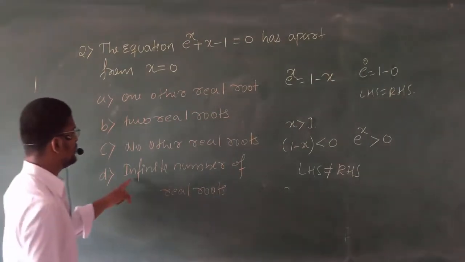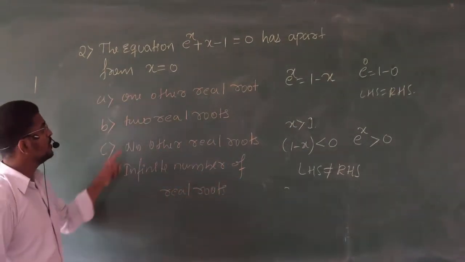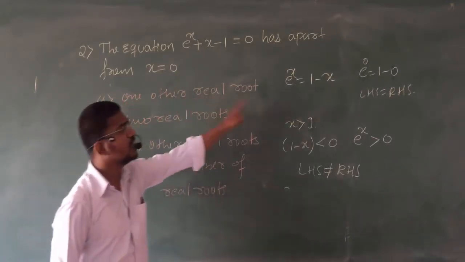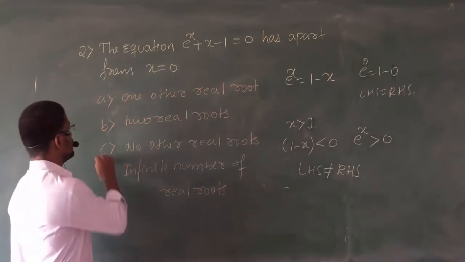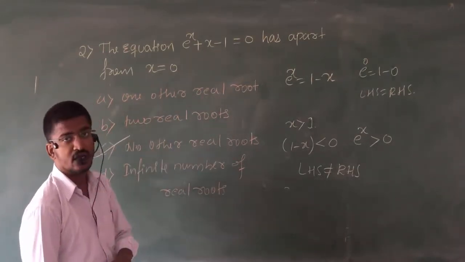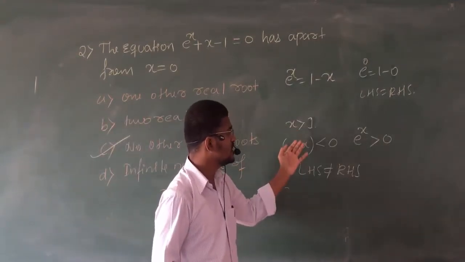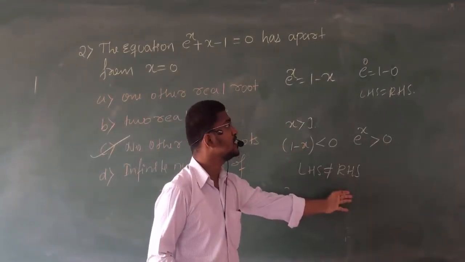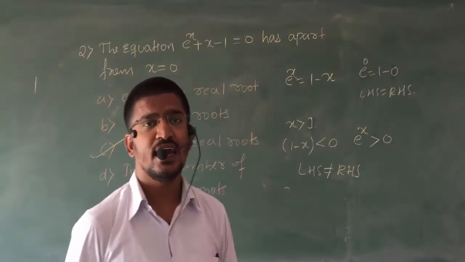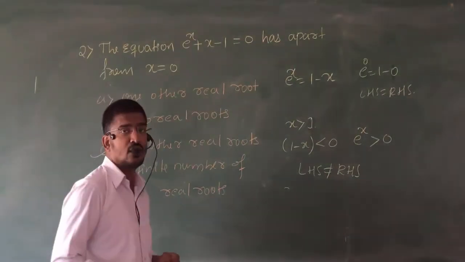Clear? Infinite number of real roots is not your answer. 2 real roots, that is also not your answer. 1 other real root, that is also not your answer. Your answer is no other real roots. Clear? So if I choose x greater than 1, you see that LHS is not equal to RHS, hence it is not going to have a solution here. So for that reason, no other real roots.